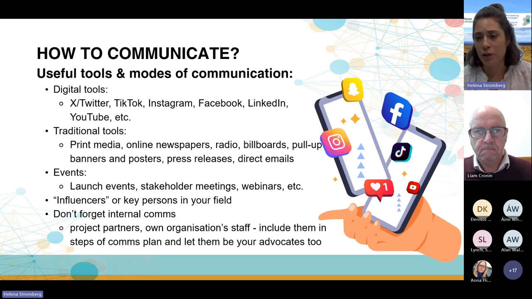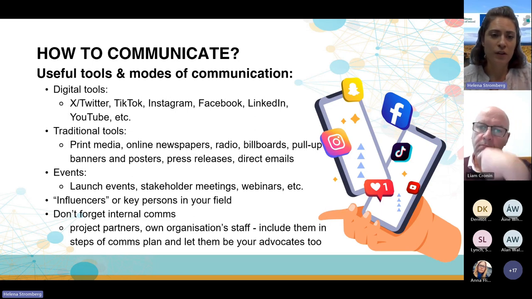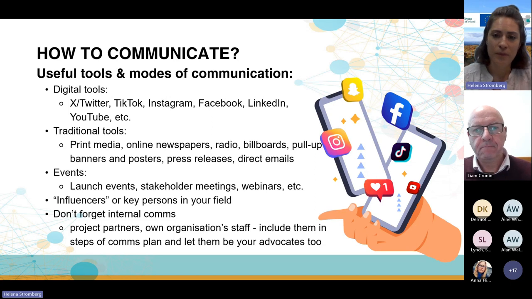And the internal communication, you don't know if perhaps someone else in your organization is working on something similar. There might be a collaboration or other activities that can connect there.